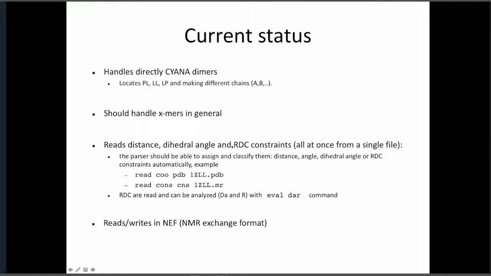The other current status is, like I told you, it will read whatever is stored in the .mr file at the PDB. Hopefully, when I say all, it will calculate and classify all the restraints in that. RDCs were read before but not dealt with. Now you can analyze and obtain the DANR, the axial and rhombic components, using eval DAR. There is other software like PALES and others to calculate that, but here you will get the same values. I apply the same method, the singular value decomposition, and it's handy to have this and calculate directly from the RDCs.